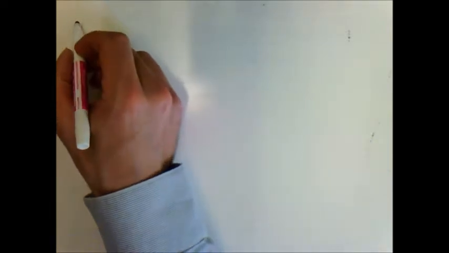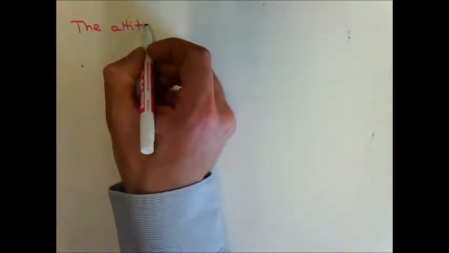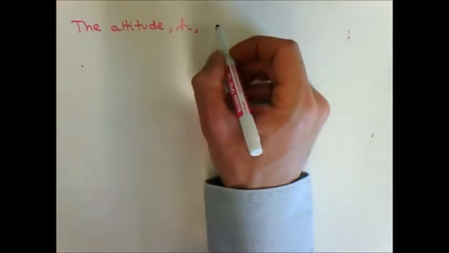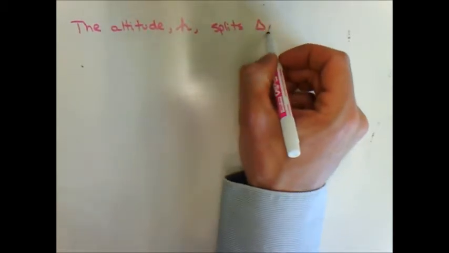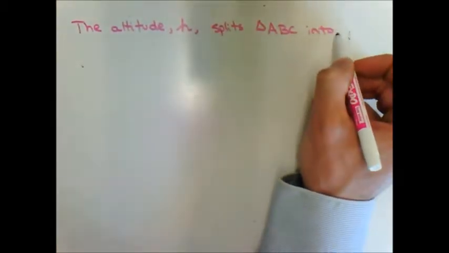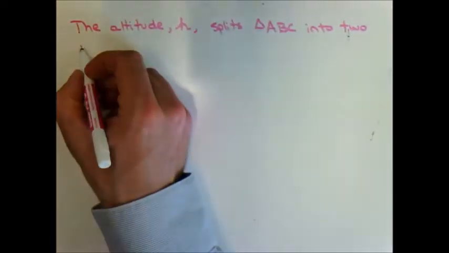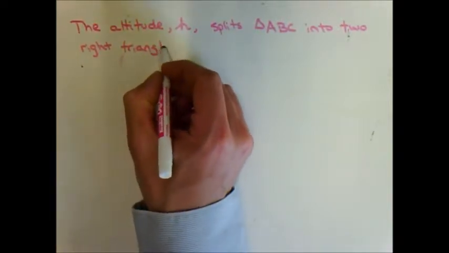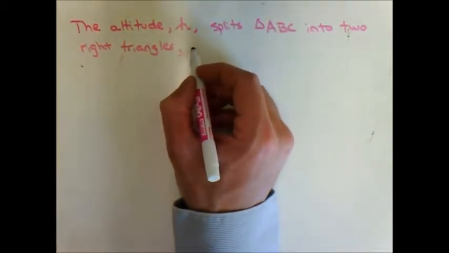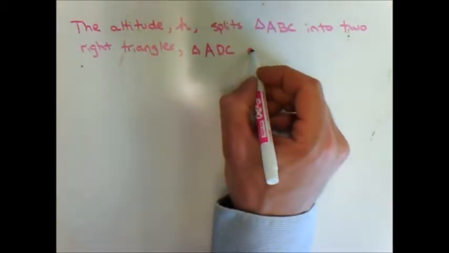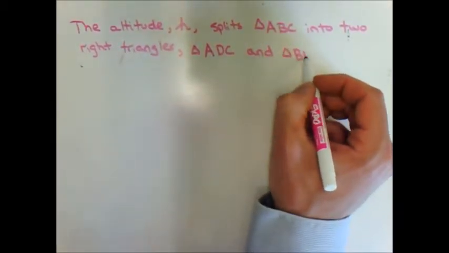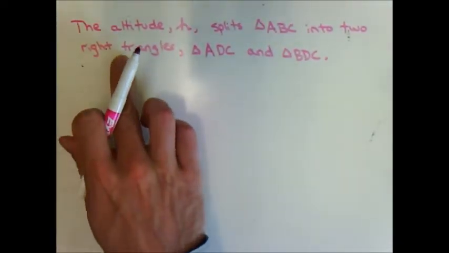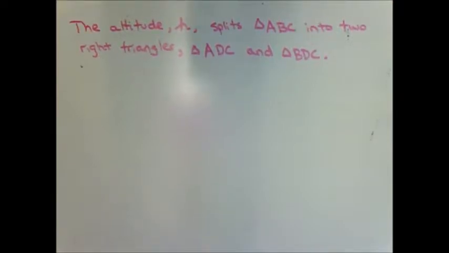Okay? So, the altitude, h, splits triangle ABC into two right triangles. We'll call them triangle ADC and triangle BDC. Now, why might we want to split this into two right triangles? We have lots of tools that we know how to use in right angle triangles. So now we can use them.